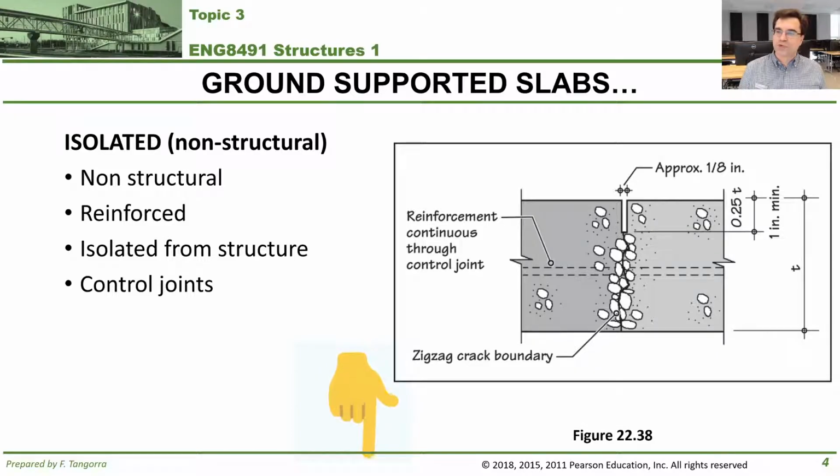And then with ground-supported slabs, if they're isolated, that is non-structural, you also want to make sure that you insert control joints, which is basically a way of forcing the formation of cracks in locations you want them. I'm going to link for you at the bottom a video that's already been made for you related to control joints, sizing them, and it relates to this image that I just put up for you, figure 22.38.